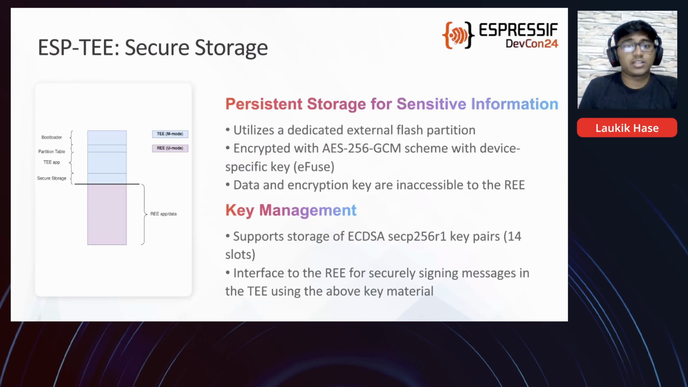It utilizes a dedicated external flash partition, and the data stored in the storage is encrypted using the AES-GCM scheme with a 256-bit key, which is a device-specific key programmed in the eFuse itself. Note that the TEE ensures the confidentiality and the integrity of the data. Any attempt to access the data or the key from the RE results in a system fault. Currently, the secure storage supports storing ECDSA key pairs with about 14 slots, and also provides an interface to the RE for securely signing messages in the TE using the key material already stored in the secure storage. The signing algorithm currently supported is ECDSA on the SECP256R1 curve, and the digest is SHA-256.